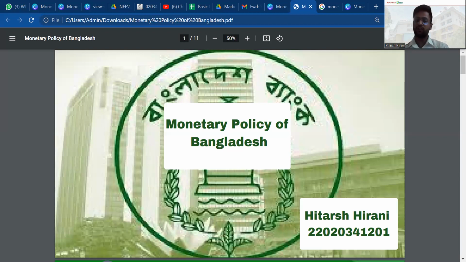Conclusion. In conclusion, the monetary policy of Bangladesh is formulated and implemented by the Bangladesh Bank to achieve macroeconomic objectives such as price stability, sustainable economic growth, and financial stability. It also uses various conventional and unconventional tools such as open market operations, reserve requirements, interest rates, and digital financial services to influence the money supply in the economy.